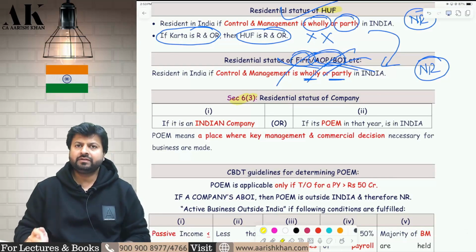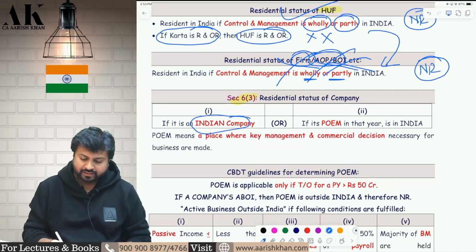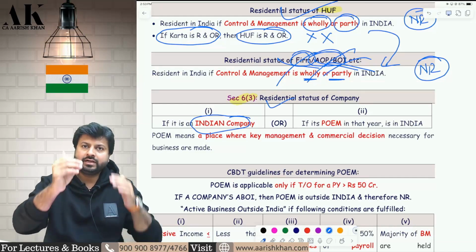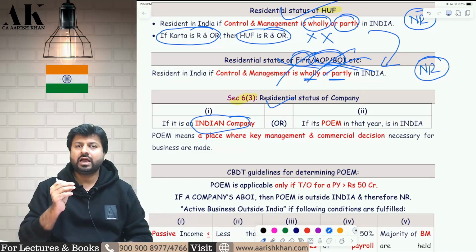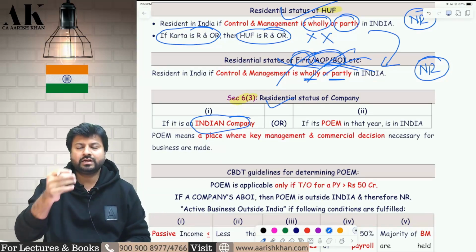company. When a company will become resident, there are two clauses given under section 6(3). First, if you are an Indian company, then you are by default a resident. Indian company means the company which is registered or incorporated in India. And if you are registered or incorporated in India, then by default you are a resident. Okay, close your eyes and say resident.